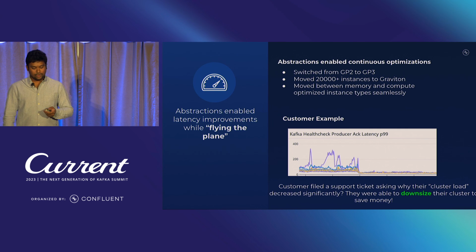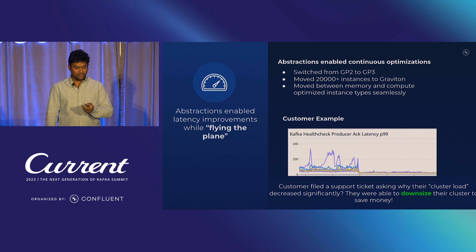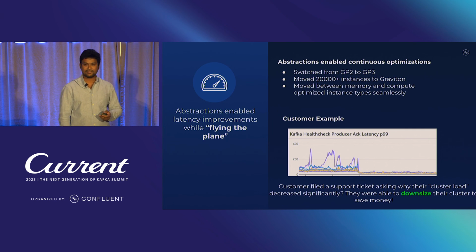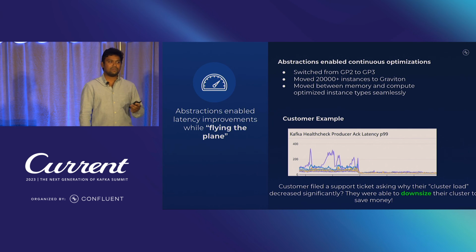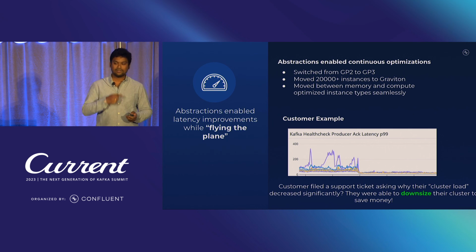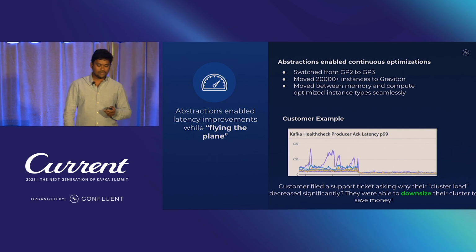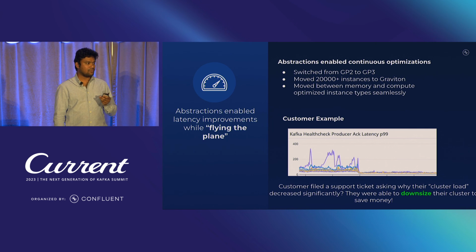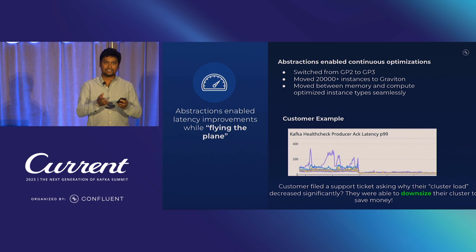So this is one example. I think Julie talked about this in the keynote. The example where a customer actually filed a support ticket asking us, okay, why did their end-to-end latency go down? Like what happened? Is there any issue with the cluster? Turns out that some of these optimizations that we have been building actually rolled out seamlessly to this customer. And what instead happened was we passed on some of these performance optimizations as cost optimizations to the customer because they were able to downsize their cluster because the amount of broker load actually came down very, very significantly.